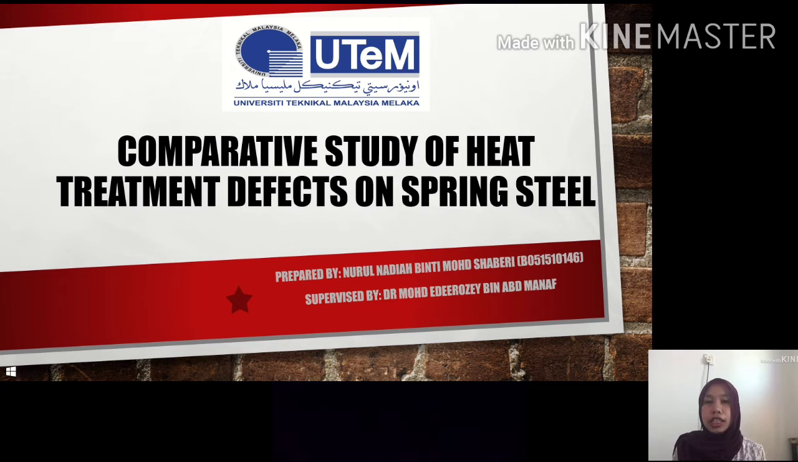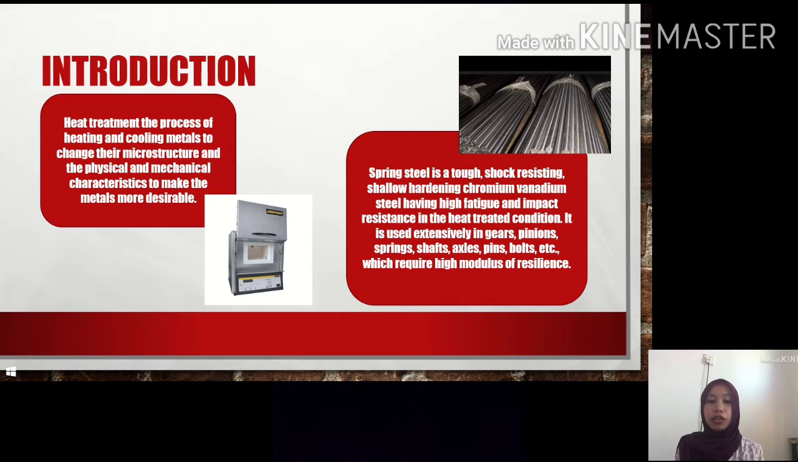Okay, the introduction: heat treatment is the process of heating and cooling of metals to change their physical and mechanical properties without changing their shape. 50CrV4 spring steel is a tough, shock-resistant, shallow-hardening chromium vanadium steel having high fatigue and impact resistance in the heat-treated condition. It is used extensively in gears, pinions, springs, shafts, axles, pins, bolts, etc., which require high modulus of resilience.